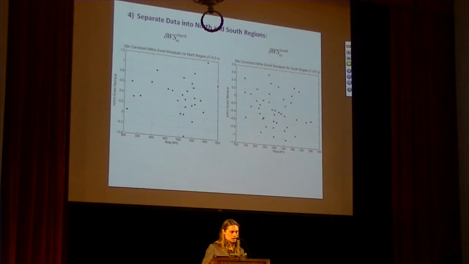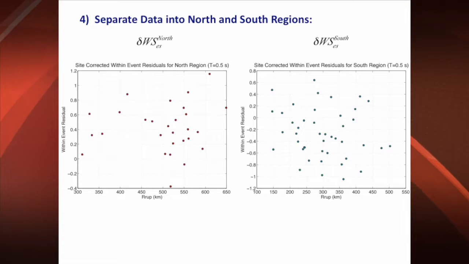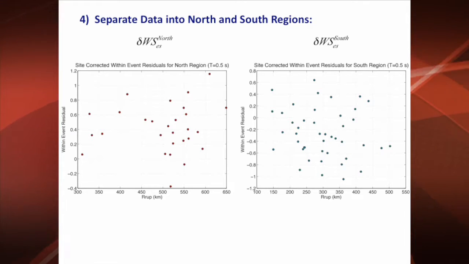Okay, so the plot on the left shows the site corrected within event residual for 0.5 seconds in the north. And then the blue dots, these are the residuals for the south at 0.5 seconds. And then these are the residuals at 2 seconds.